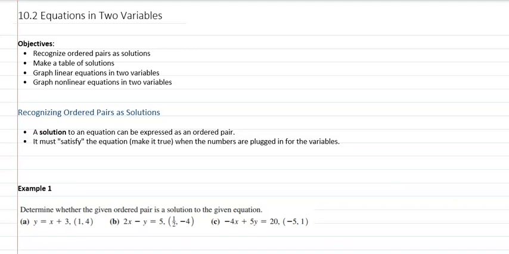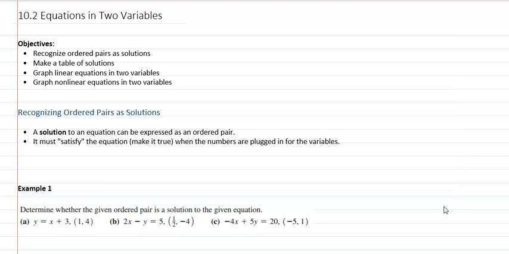Okay, so today we're looking at equations in two variables. First, we're going to look at ordered pairs as solutions. We're going to look at tables, and then we're going to look at graphing linear and nonlinear equations in two variables. So first, we want to recognize that a solution to an equation can be expressed as an ordered pair.